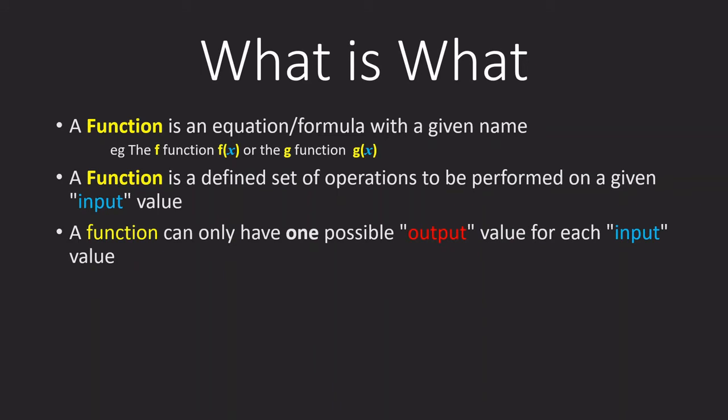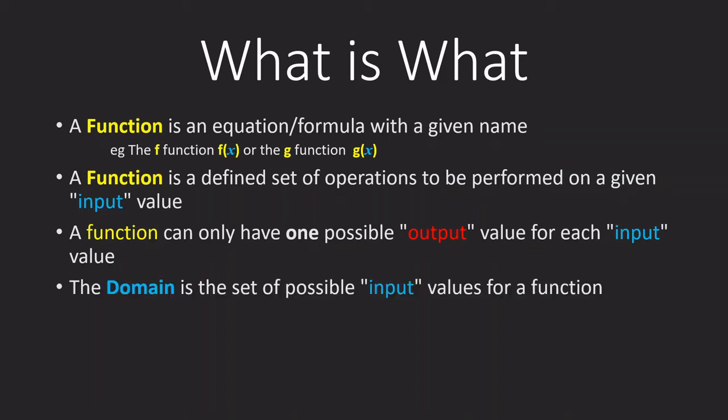Functions can only have one possible output value for each input value, which may seem like common sense. When you perform a set of operations, you'll only get one answer. However, some of you might remember that when we square root values, we get a positive or negative answer. Well, that's not the case with functions. We only have a positive answer with these square roots and functions.